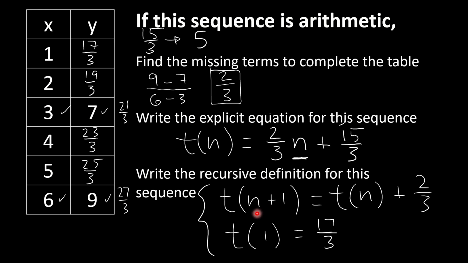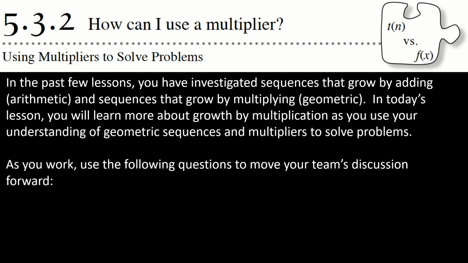And let me just say this again. To get to the next term in the sequence is equal to the term that you're at plus 2/3. And the very first term, the starting point, is 17 thirds. All right, so let's continue then on.